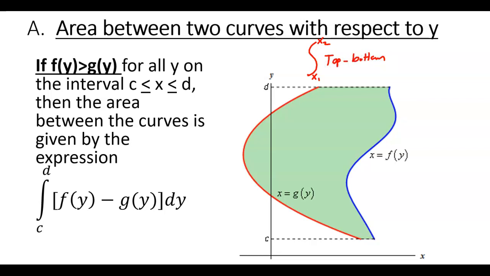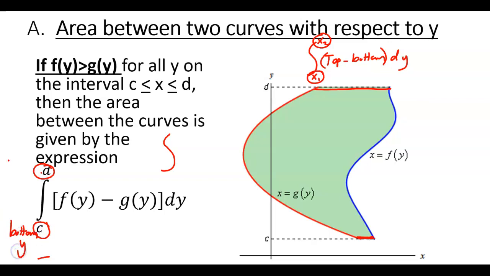Well, whenever you're doing things with respect to y, stuff gets reversed instead. Okay, so once again, instead of looking at your left x point and your right x point, you're looking at your bottom y value and your top y value. So look at the picture. C is the bottom y value. D is the top y value. So you go from bottom to top here. Okay?